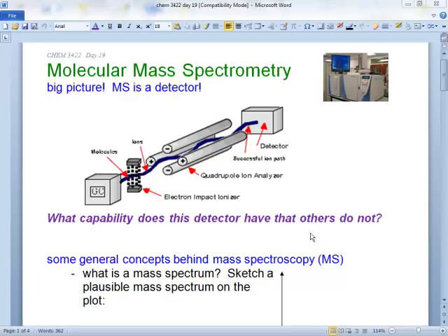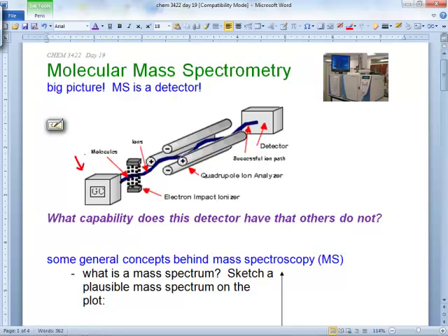Okay. So molecular mass spectrometry, right? It's a detector. That's what it is. It doesn't separate stuff. It's just simply a detector. And you have to have something up front of this detector that's going to separate all your mixture into pure components. Okay? And then, depending on the type of mass spec, that's the rest of it.